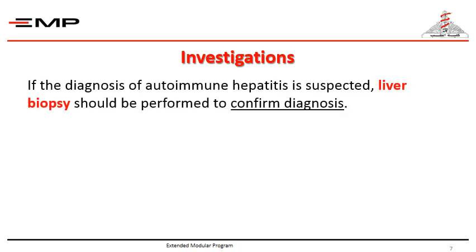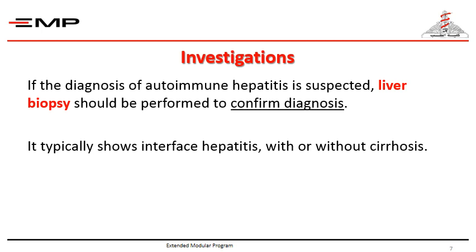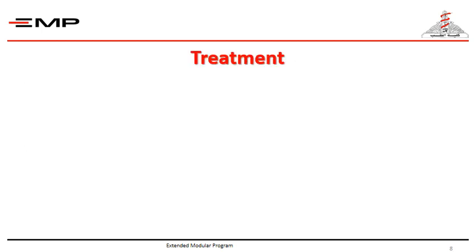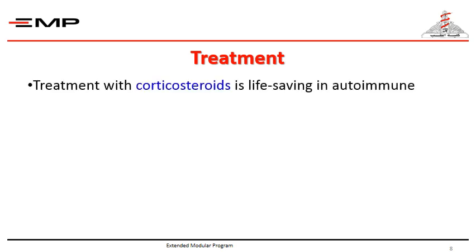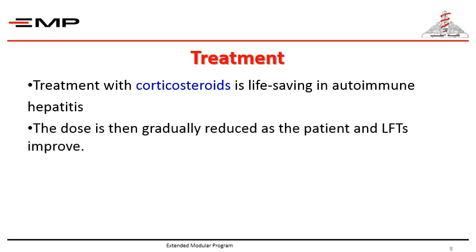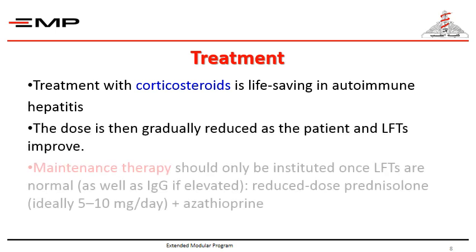If the diagnosis of autoimmune hepatitis is suspected, liver biopsy should be performed to confirm it. It typically shows interface hepatitis with or without cirrhosis. Now, how are these patients treated? Well, corticosteroids are a life-saving measure in autoimmune hepatitis. The dose is generally reduced as the patient and the liver function tests improve.